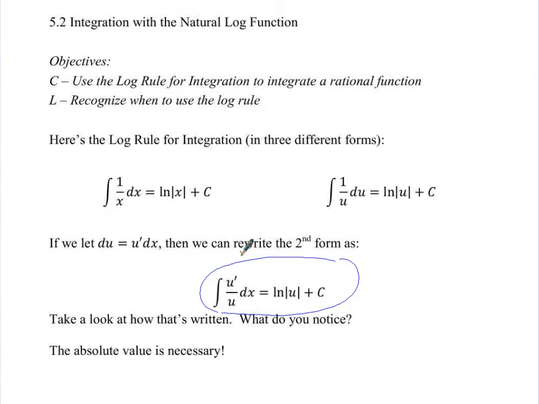So basically, if I'm looking for a pattern and I'm integrating, if I see the derivative of the denominator in the numerator, then I can use the log rule for integration. And it becomes a very easy integral to do. You just have to recognize that pattern.